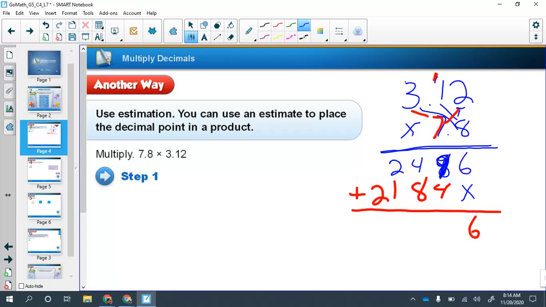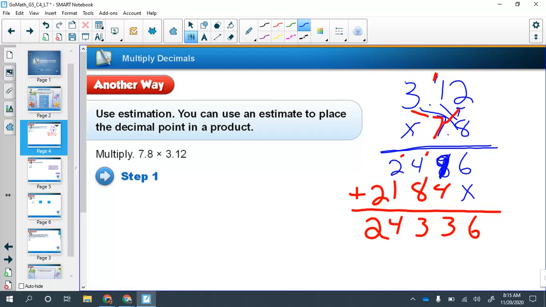6 plus nothing is 6. 9 plus 4 is 13. 8 plus 4 is 12, plus 1 more is also 13. And then 1 plus 2 plus 1 is 4. 2 plus nothing is 2.